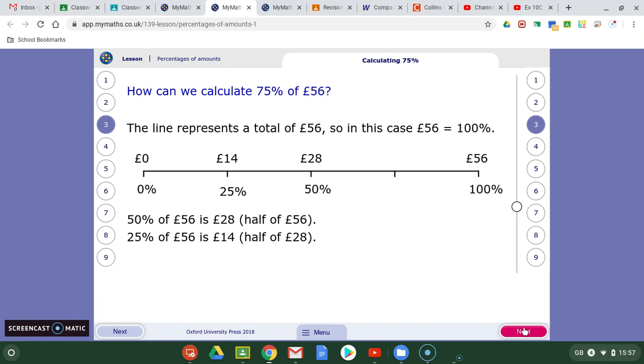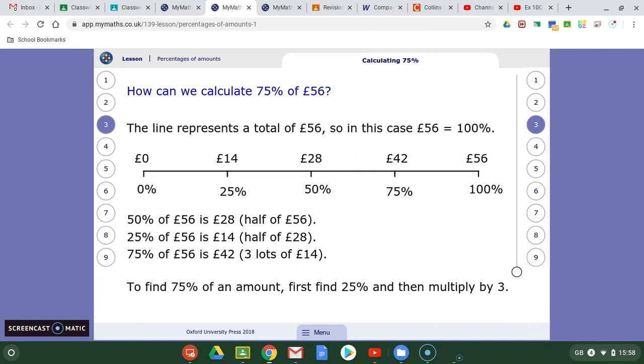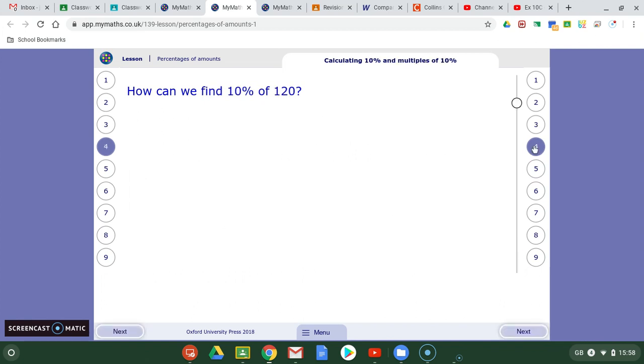Or there's another thing we could do. We could use 25% and multiply it by 3, because 3 25s go into 75. And so our answer again would just be 42, because 14 times 3 is 42. But also this one plus this one is 42 as well. So that's how you could find 75%. You could find 25% first and then multiply it by 3.